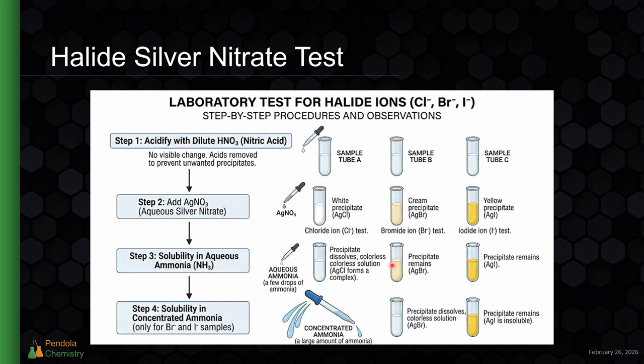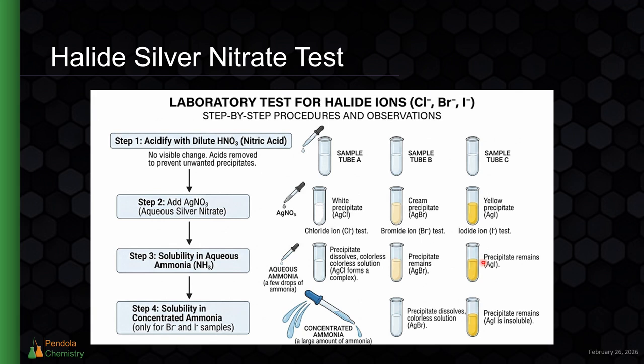If we do the same thing to the silver bromide or the silver iodide, we would actually see no change. That precipitate wouldn't go anywhere. So that's the first step. But if it dissolves, we know we have silver chloride, and that there was a chloride ion in the sample. If it doesn't dissolve, that's not where the test ends.